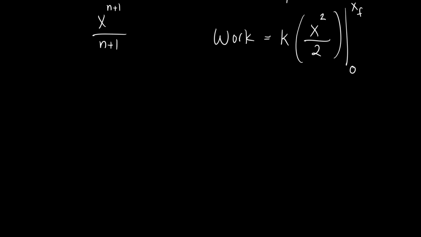Now, I do have to apply the limits, and I don't want you to forget stuff like that. Applying the limits is important, but in this case, applying the limits just means put in the top limit for your variable first. So k x final squared over 2, then subtract and put in the bottom limit for your variable next, k times 0 squared over 2. And then you're done.